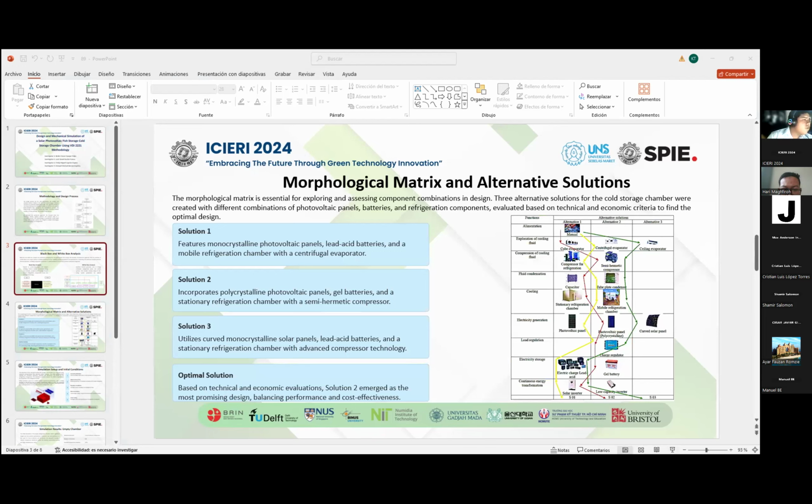Morphological matrix and alternative solutions. The morphological matrix is essential for exploring and combining component alternatives in design. Three alternative solutions for the cold storage chamber were created with different combinations of photovoltaic panels, batteries, and refrigeration components, evaluated based on technical and economic criteria to find the optimal design.